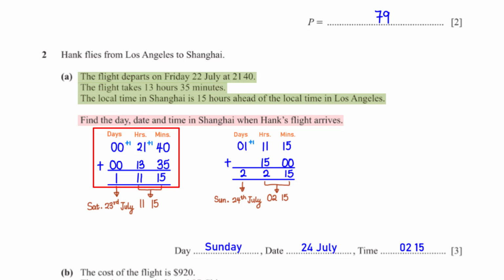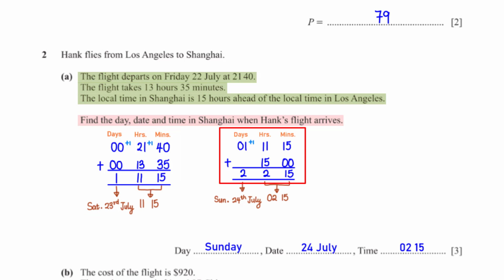24 hours is 1 day, so we add 1 to the day column and leave the remaining 11 hours under the hour column. Under the day column, 1 plus 0 is 1. Our result here means the flight arrives in Shanghai the next day, which is Saturday, 23rd July at 11:15. This is the local time in Los Angeles, so we need to add an additional 15 hours to our result to get the equivalent local time in Shanghai.